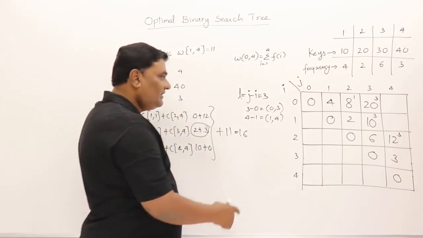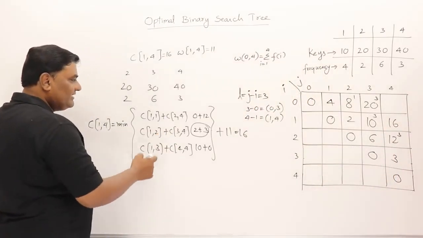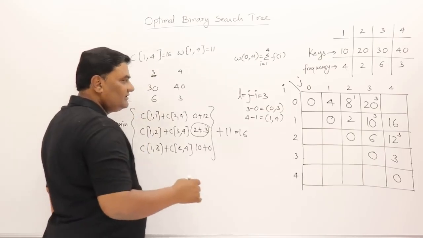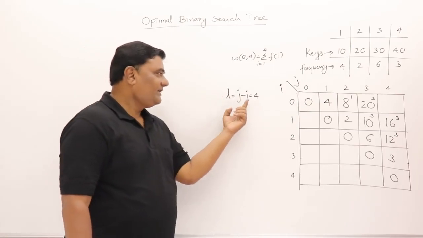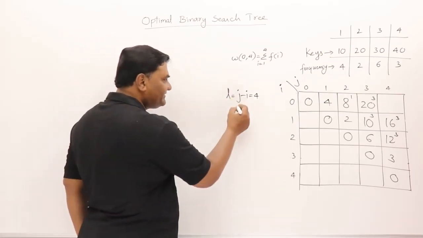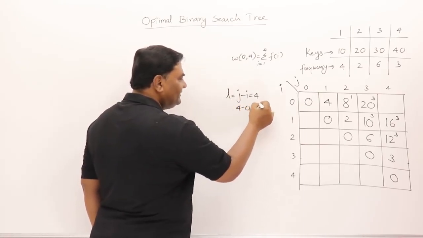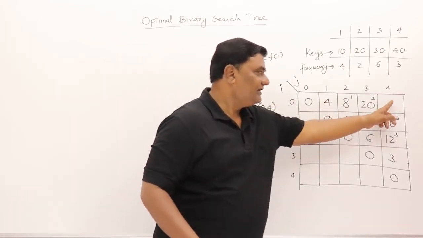Right? So the answer is 16. And who gave this? Which was the root here? Here the root was 2 and here the root was 3. This was the root. So 3 is a root again. Now next, j minus i equal to 4, then I should consider 4 keys. So for this the possibility is 0, 4 minus 0, that is 0 comma 4. So finally I have to find out this last value.